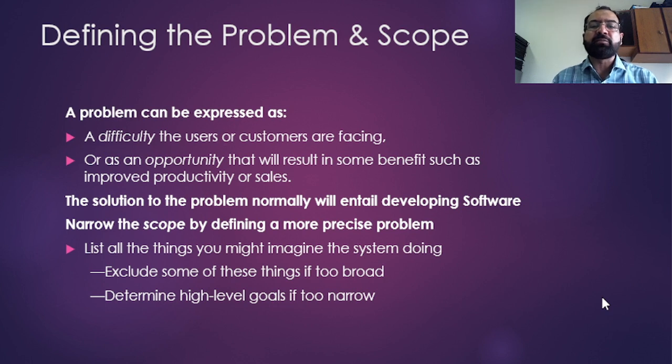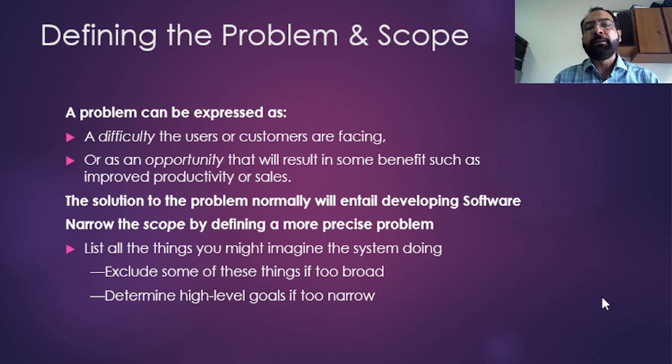A problem can be expressed as a difficulty the user or customer is facing. This is one way of expressing the problem, because let's suppose I have an application running already and there are lots of complaints from users. Might be those complaints are regarding issues and inputs, might be related to updates, might be related to retrieval, so many things which might be related with the user or customer, and obviously you can easily know if you have a feedback system, or as an opportunity that results in some benefits such as improved productivity or scale or sales.